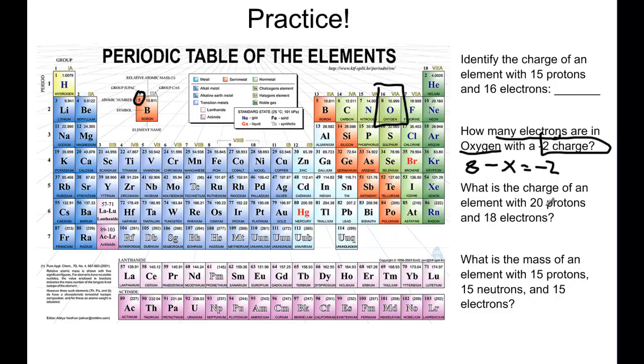Okay, what will be the charge if I have 20 positives and 18 negatives? Figure that one out, and figure out the mass if I have 15 protons, 15 neutrons, and 15 electrons. Remember how much protons, neutrons, and electrons weigh. Okay, that will be important, and how you can find mass.